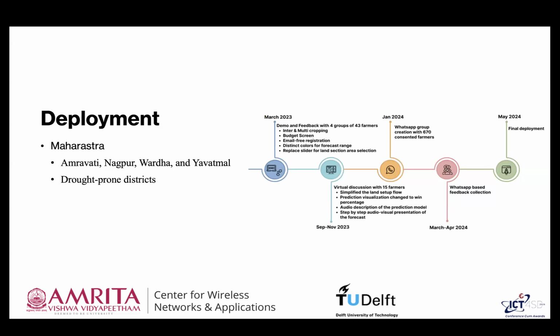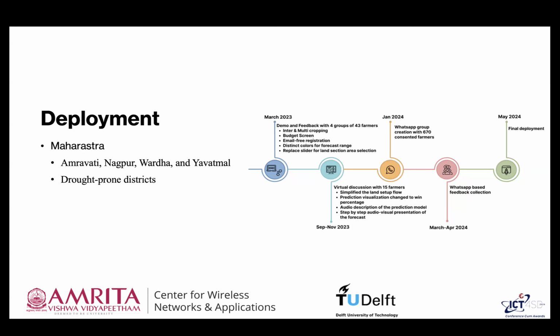And this is our deployment story. We are deploying this app in Maharashtra in 4 drought-prone districts: Amravati, Nagpur, Wardha, and Yavatmal. So this is a multi-phased deployment approach. We are working with an NGO, Solidaridad, who has connections to the farmers. We are working with around 600 farmers.